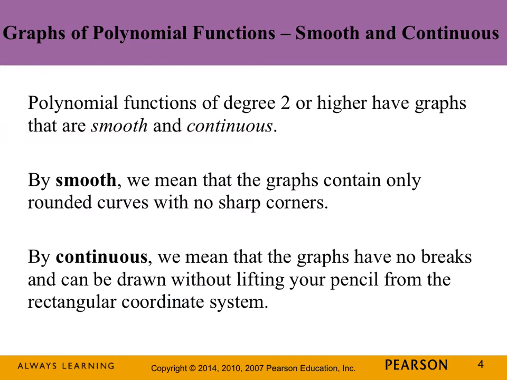Okay, polynomial functions of degree 2 or higher are going to have graphs that are smooth and continuous. Now, by smooth, we just mean there aren't any sharp turns, say, like in an absolute value graph. And continuous, there just aren't any breaks. You could make the graph with your pencil, never leaving the paper. Okay? So that's what we mean by smooth and continuous.